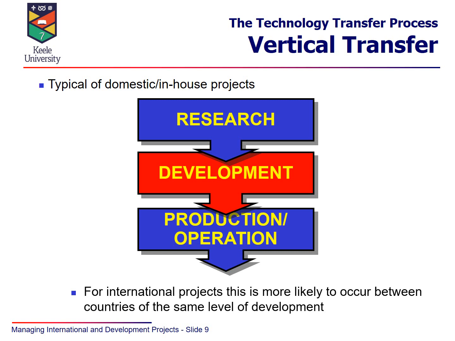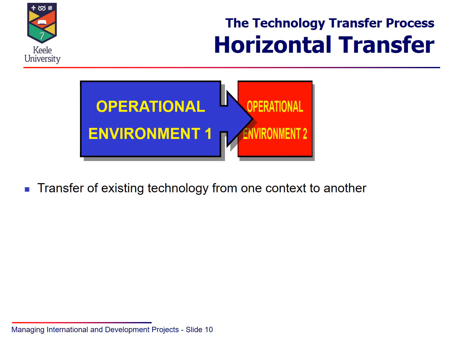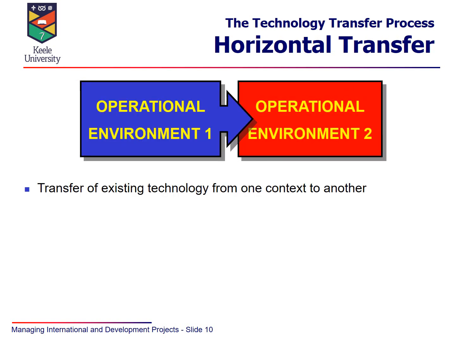The other type of transfer is horizontal transfer. Essentially, this is where you're transferring an existing technology. You're not making too many modifications to it, but you're transferring an existing technology, product, service, or way of doing things from one context, for example from one country, to another. So this is where you're simply transferring existing or known knowledge from one place into another situation.